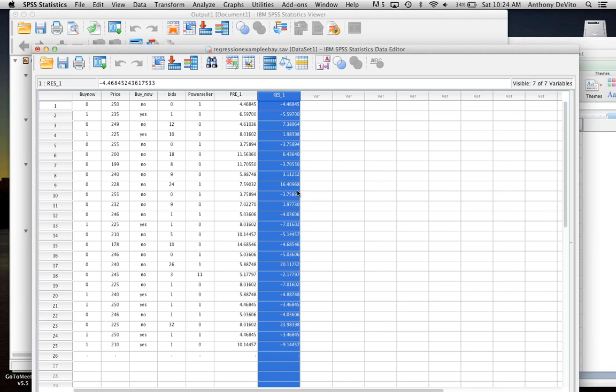You wouldn't expect them to have a particular pattern, like with the higher listing prices you would be underestimating all the time, and with the lower listing prices you would be overestimating all the time, or something like that. Or in the middle, you'd be overestimating and at the opposite ends you'd always be underestimating. Okay, we don't want to see a particular pattern there. We want it to be really kind of a random distribution of residual values. Okay.